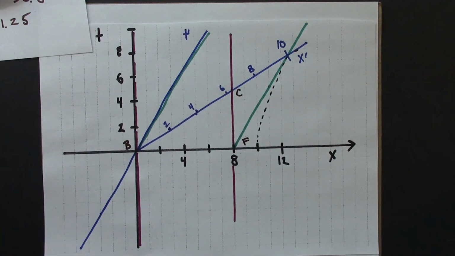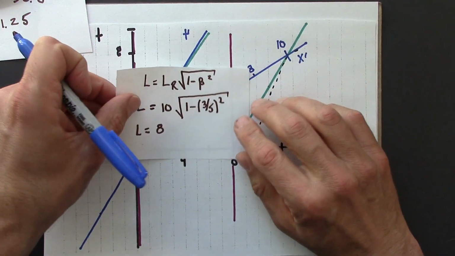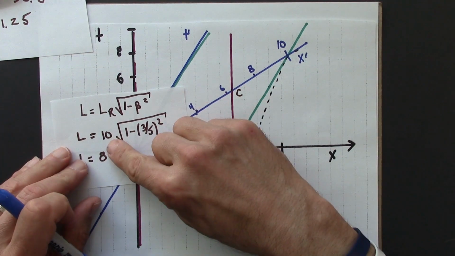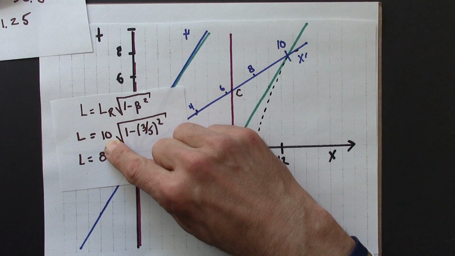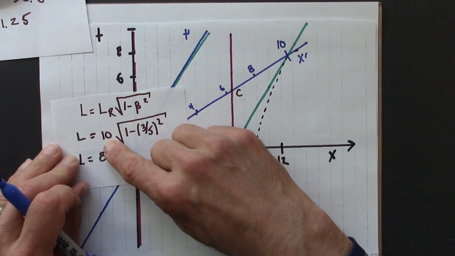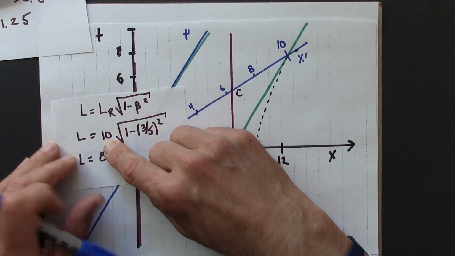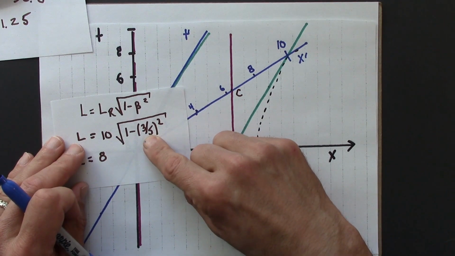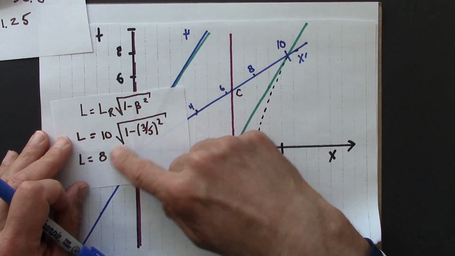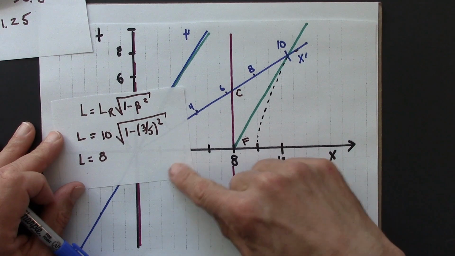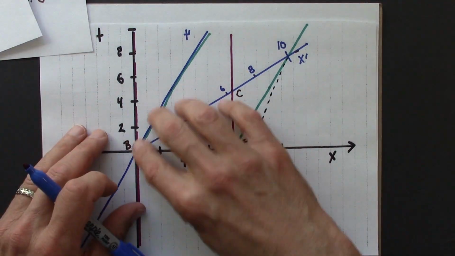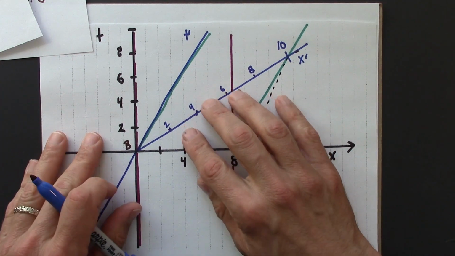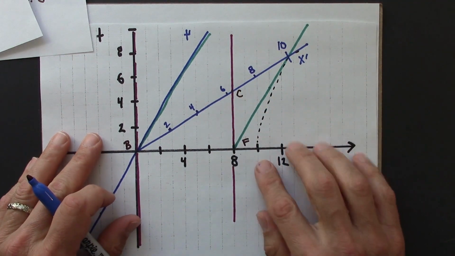And I should mention also, just so you see how the math works, I had said that the rest length of Beowulf's pole, the one he's running with, is 10. But that gets contracted because he's moving with a speed of beta equals 3/5, and that gets contracted to 8. So that's how that math works out as well. All right, so now I have a sense of the length measurements. Let's think about time measurements.